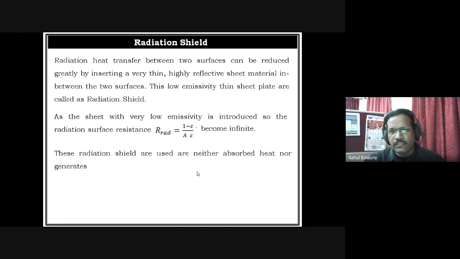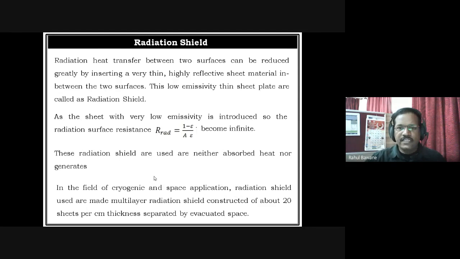It reduces radiation by reflecting the maximum amount of radiation by using low emissivity, so that its surface resistance will increase, and the radiation rate will decrease. So it is actually not going to absorb the radiation within, nor is it generating radiation. It is only reflecting back and providing a resistance to transfer heat by radiation.